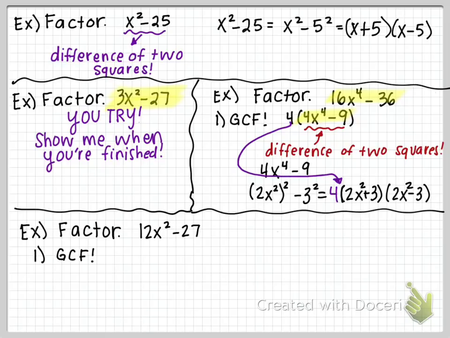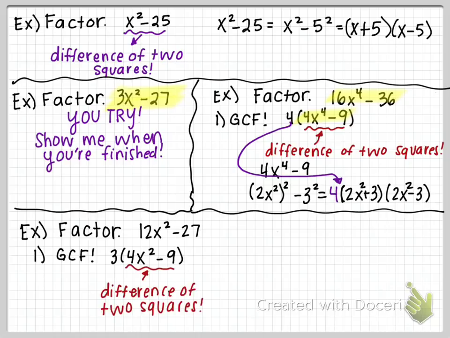Okay, factor 12x squared minus 27. So there's a GCF. What is the GCF? This one might be a little harder to see, but it's a 3. So if we take out a 3, we're left with 4x squared minus 9. Is the middle part a difference of two squares? Yes. How can we write 4x squared as a perfect square? So we could say, okay, 4x squared is a perfect square. How can we break that down?